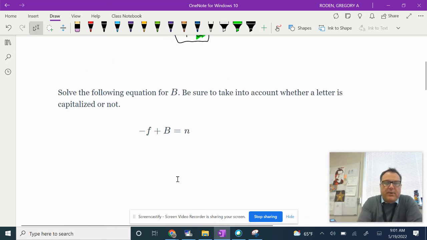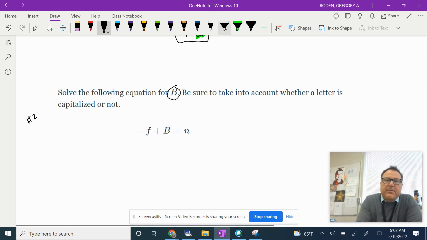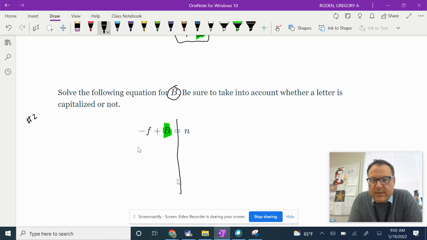This is number 2. Write this one down. Now, what are we trying to do on number 2? We're trying to solve for capital B. All right, so we want to get this capital B by itself. I have no idea what this capital B stands for. These are just equations. They were just practicing moving things around.